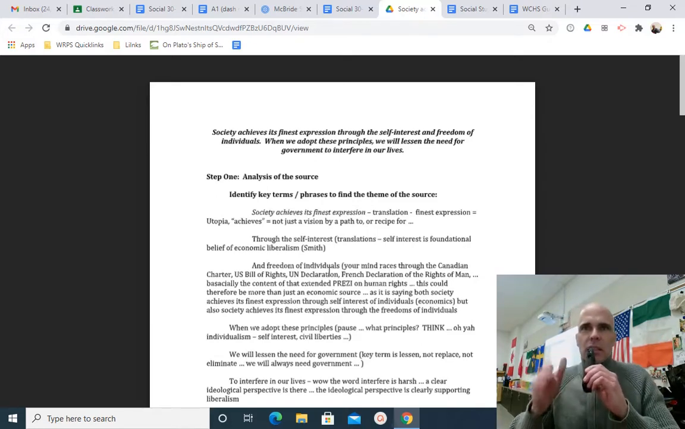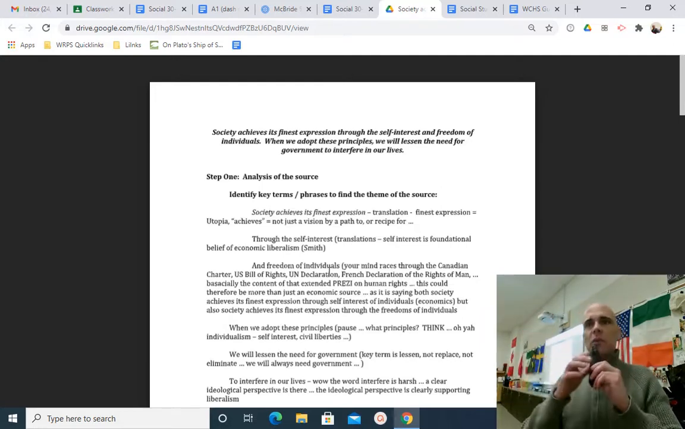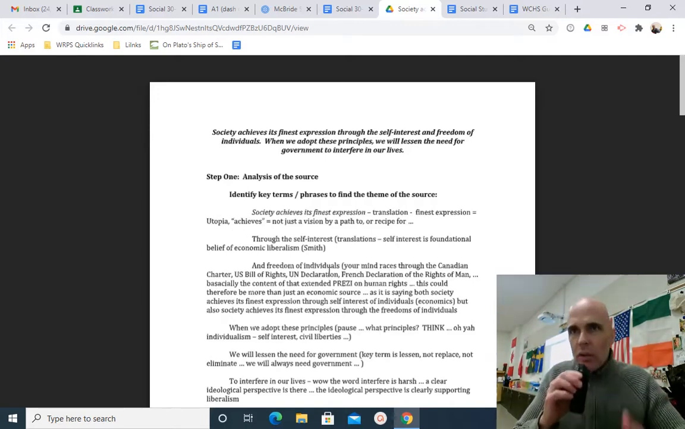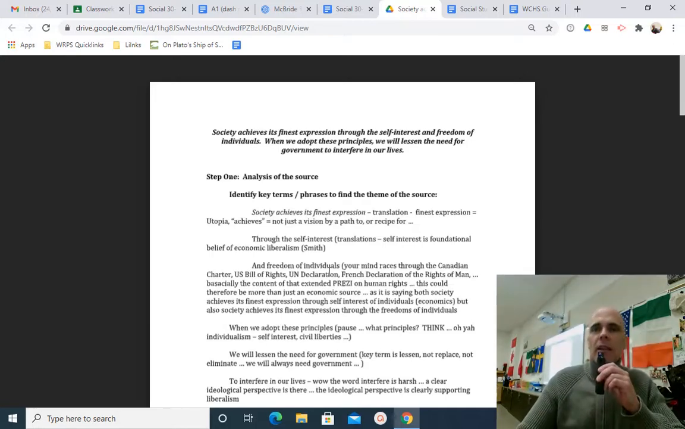So it says things like society achieves its finest expression. Translation, finest expression means a path to a utopia. Achieves. This is not just a vision. This is a recipe. This is how do we get there. So through the self-interest. When we see the word self-interest, we need to translate and say, okay, self-interest, that's a bedrock, that's a cornerstone, that's a foundation, a founding belief of economic liberalism. That's a part of Adam Smith's theory, laissez-faire capitalism.